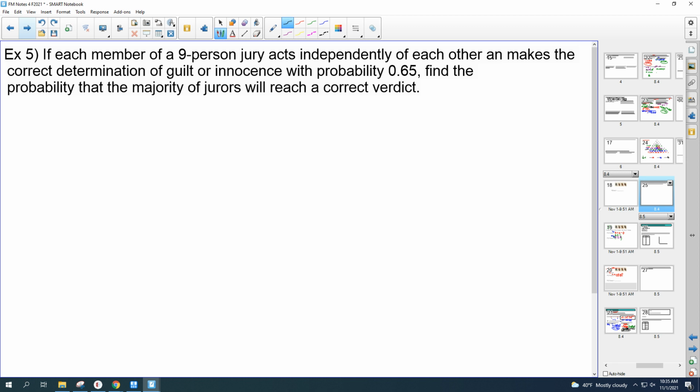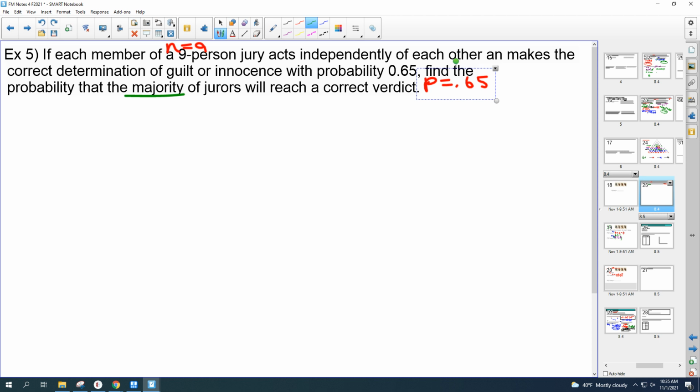Number 5, if each member of a 9-person jury acts independently of each other and makes the correct determination of guilt or innocence with probability 0.65, find the probability that the majority of jurors will reach a correct verdict. So I can see 9 persons, so that means n equals 9, and I can see the probability over here. Probability is 0.65. But what you have to pay attention to is language like this. Majority. You guys know what majority means? More than half. So be hyper literal.